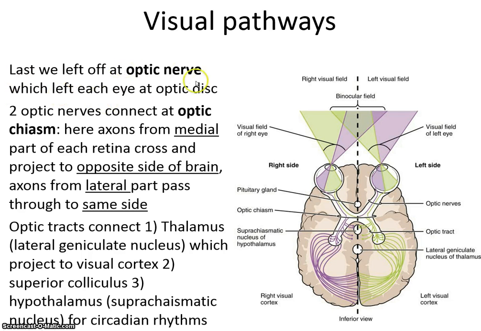We left off with that optic disc where the optic nerve was leaving. The two optic nerves connect at an optic chiasm. Here, axons from the medial part cross and project to the opposite side of the brain, and axons from the lateral go to the same side. The optic tract connects to the thalamus, which projects to the visual cortex in the occipital lobe, and the superior colliculus, which is responsible for visual reflexes, and the hypothalamus for circadian rhythm. So we're sending this information to a variety of places to process it and make meaning out of it.